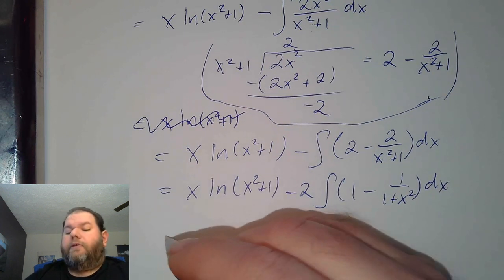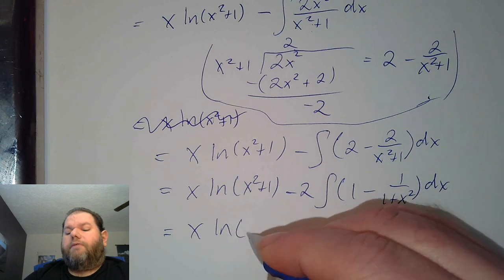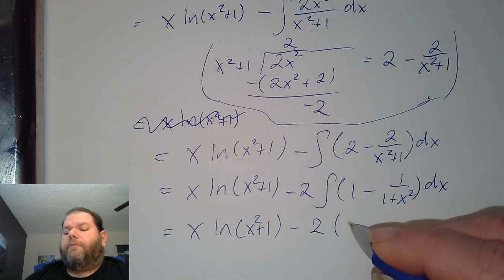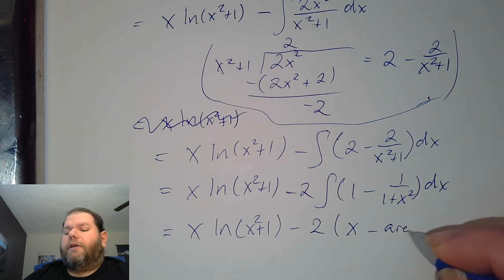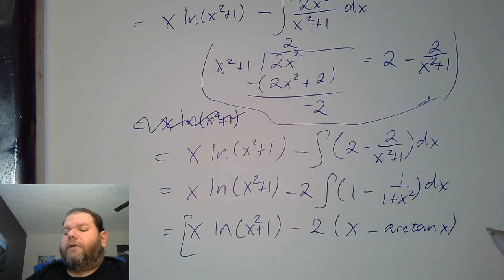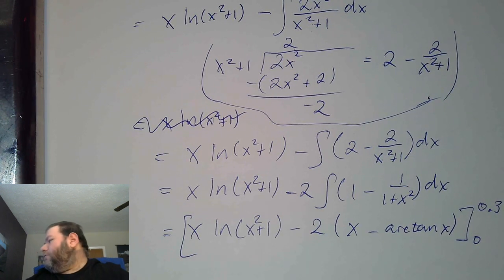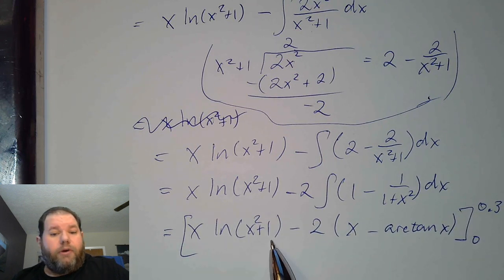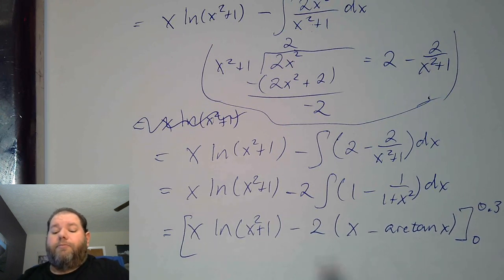Okay, so this will be x natural log of x squared plus 1 minus 2 times, this will be x minus arctangent x. And that's evaluated from 0 to 0.3. Let's see. Now, I think 0 is going to zero out everything here. Arctangent of 0 is 0. Natural log of 1 is 0. Yeah. 0 is going to nix everything here, so we just need to plug in the 0.3.